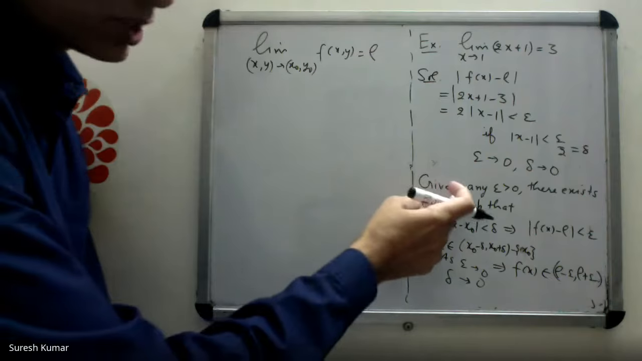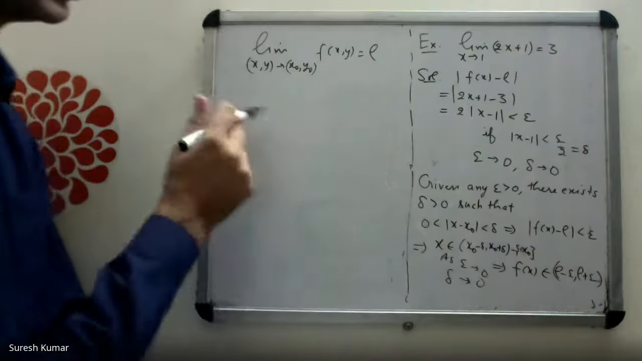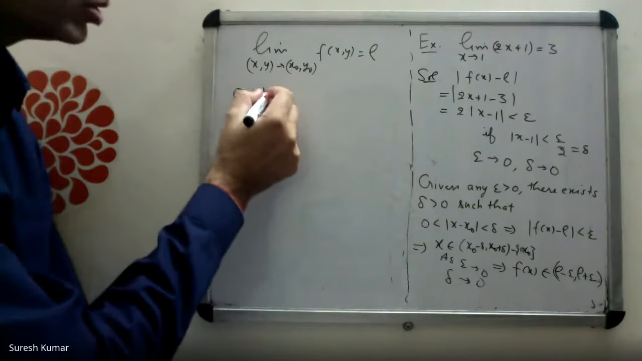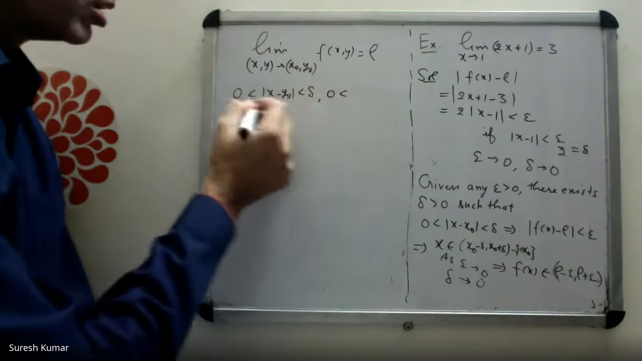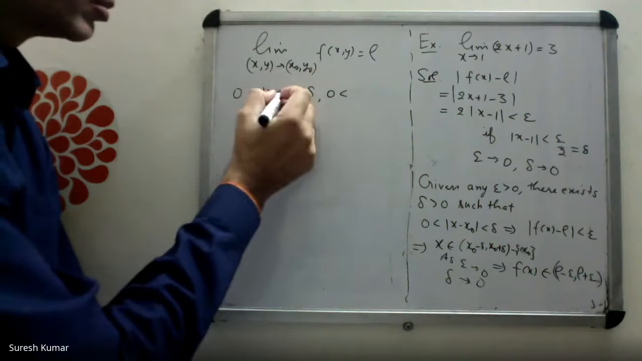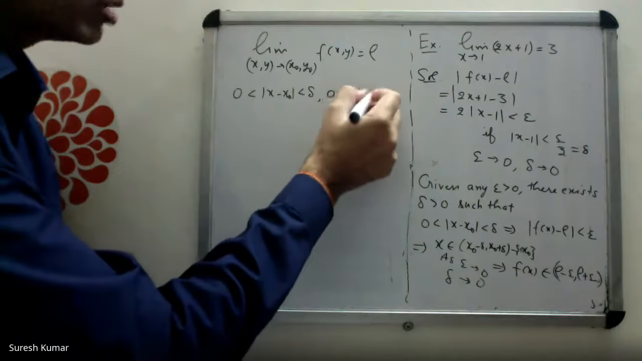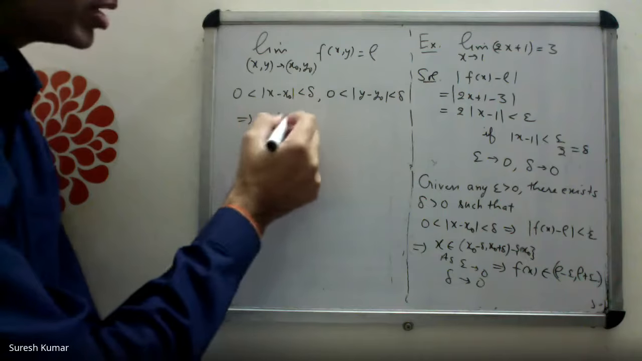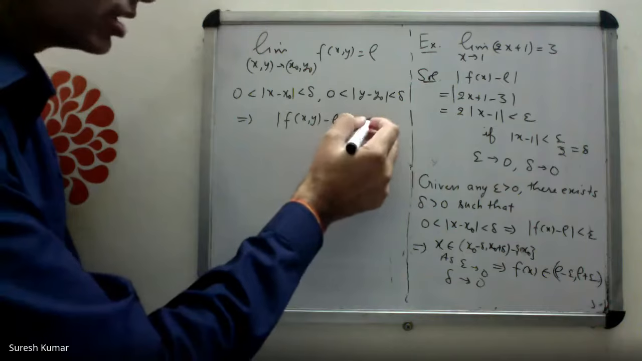Write the same sentence. Given epsilon positive, there exists delta positive such that in the neighborhood, the meaning of neighborhood changes, you know. In case of two variables, you need to write one more inequality: 0 less than mod x minus x0 less than delta, 0 less than mod y minus y0 less than delta implies mod f(x,y) minus L is less than epsilon.